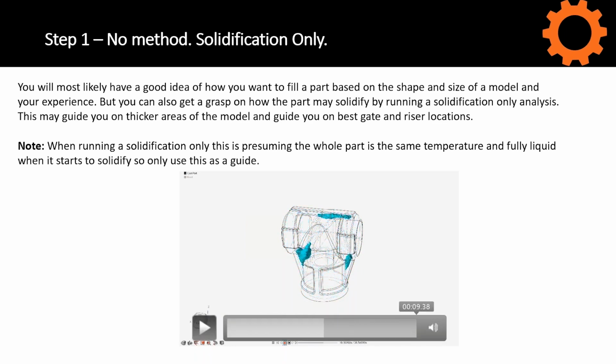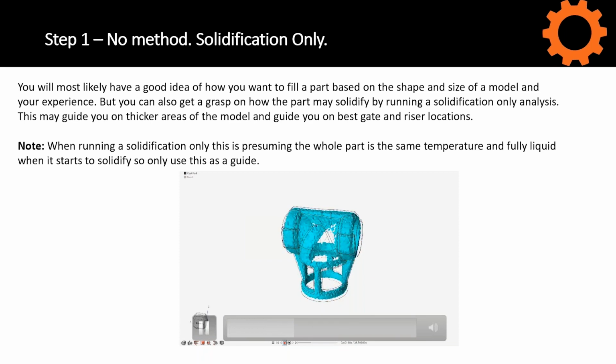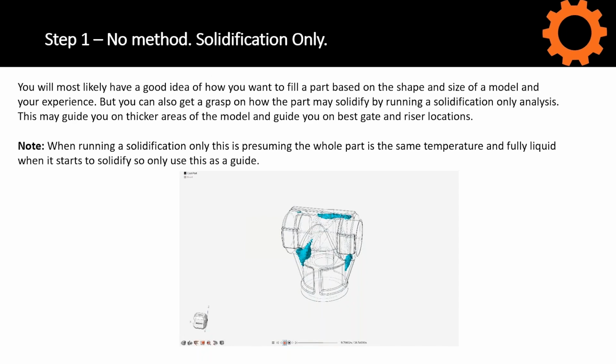One thing we can see here at a certain stage is these two areas. If I can pause it at a certain point, the two areas on the right hand and the left hand side, we can see they're potentially thicker regions. That could guide us in potential riser locations. So we can use solidification results to guide us in our method engineering.